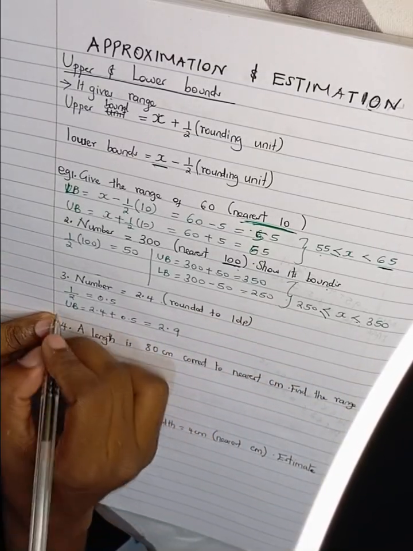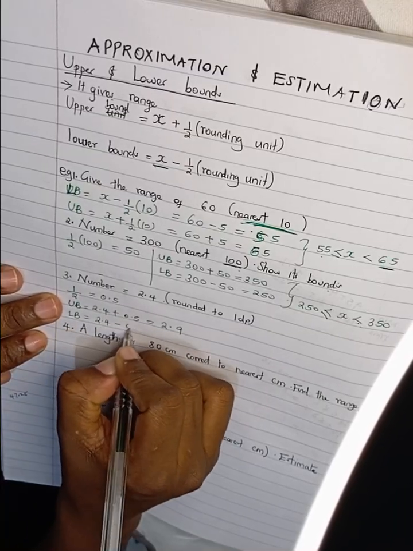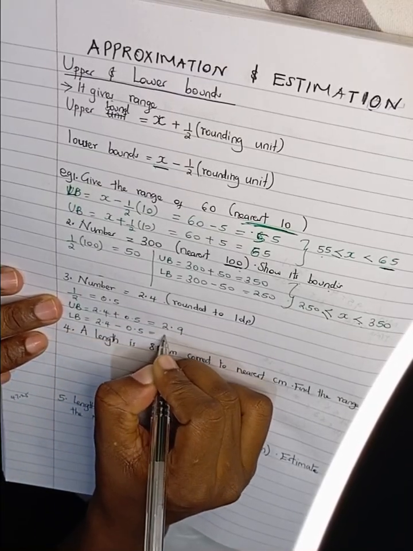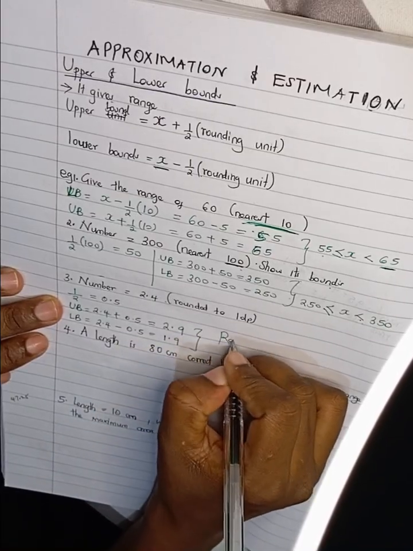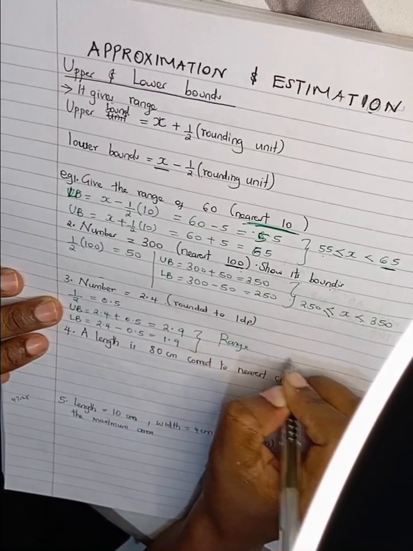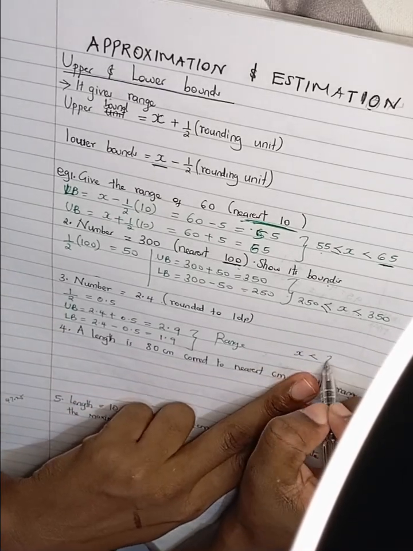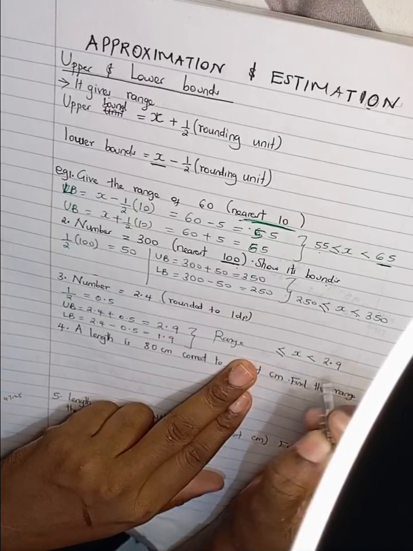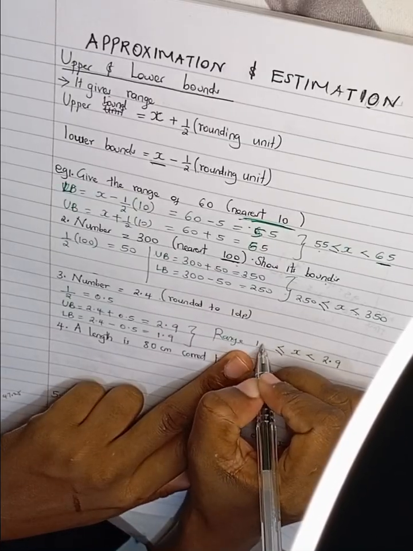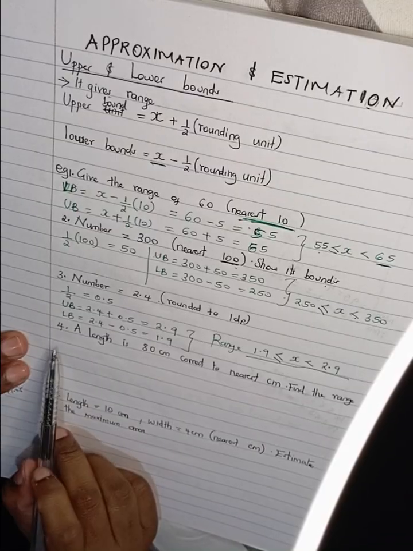Now the lower bound equals 2.4 minus 0.5, which equals 1.9. Now the range is x less than 2.9 but greater than or equal to 1.9. That is the correct range in that question there. We have another question here.